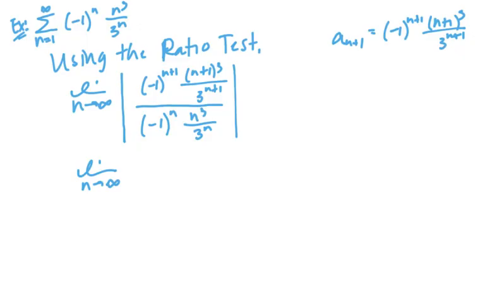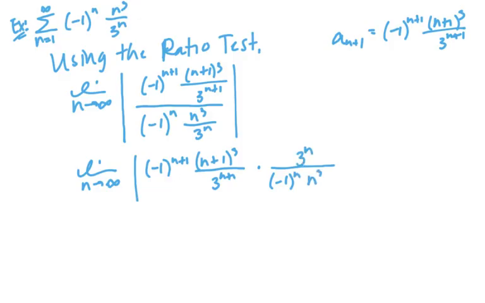So I'm going to keep the absolute value bars for a minute. We have negative 1 to the n plus 1, n plus 1 to the third, 3 to the n plus 1, times negative 1 to the n, n to the third on the bottom, and 3 to the n on top. Now remember this 3 to the n plus 1. This really means 3 to the n times 3. Are you with me there? So let's be very specific about that in a minute.